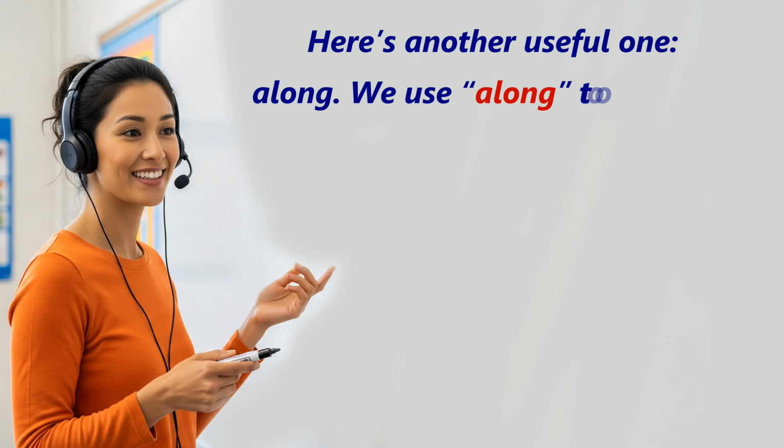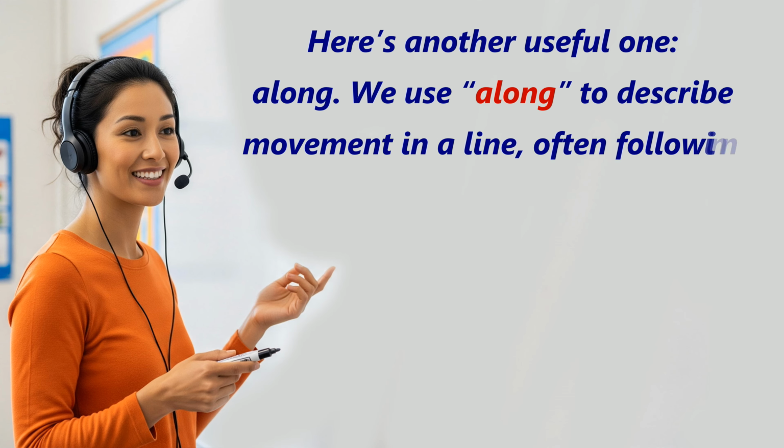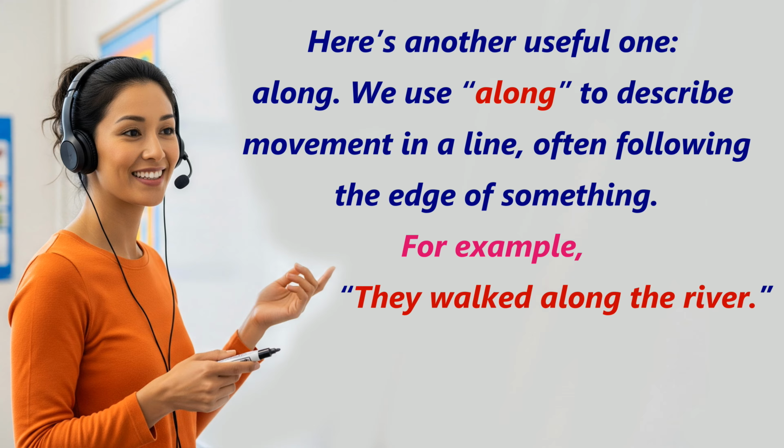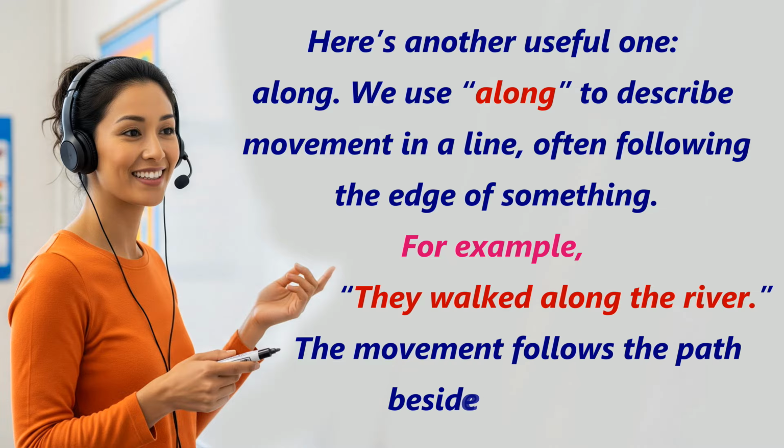Here's another useful one. Along. We use along to describe movement in a line, often following the edge of something. For example, they walked along the river. The movement follows the path beside the river.